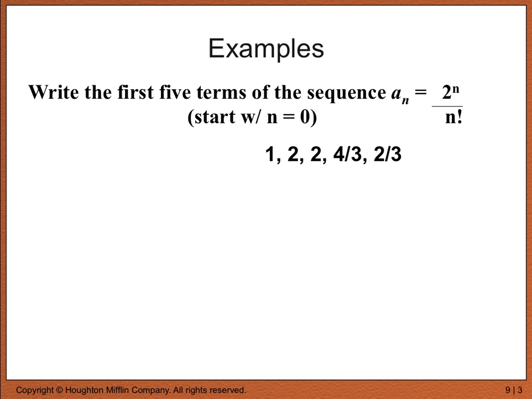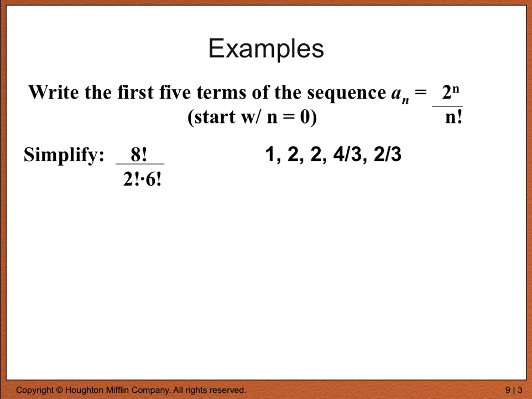And we get these numbers just by plugging in different values of n successively, starting with n equals 0. So a sub 0 equals 2 to the 0, which is 1, over 0 factorial, which is 1, and 1 divided by 1 is 1. A sub 1 equals 2 to the 1 over 1 factorial, and that's just 2 divided by 1, and that's 2, and so on. Alright, so you should have been able to come up with those terms.